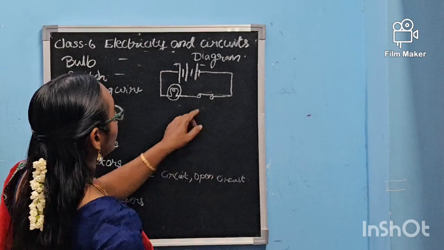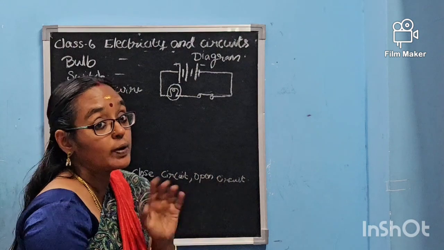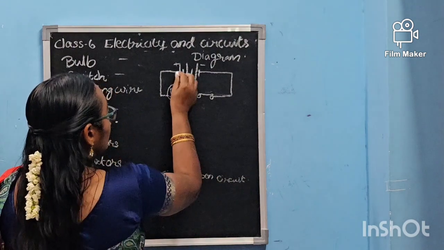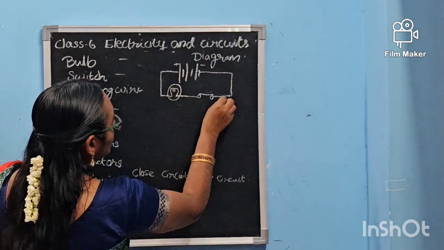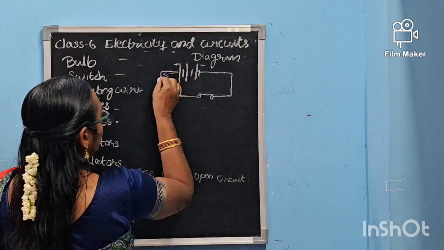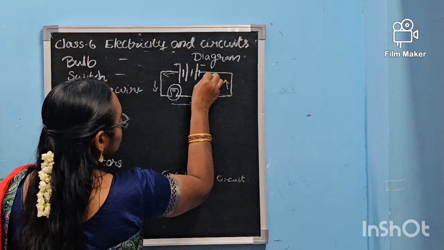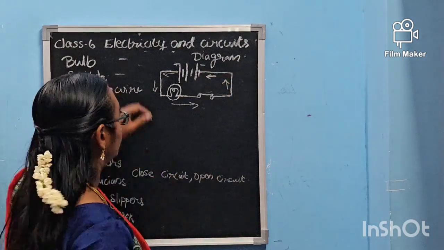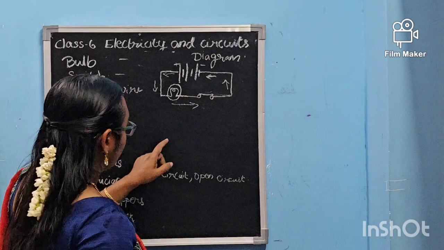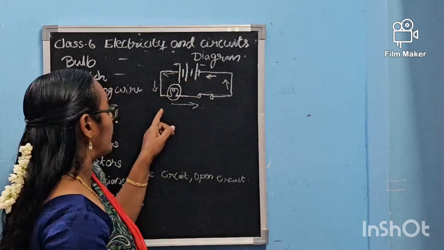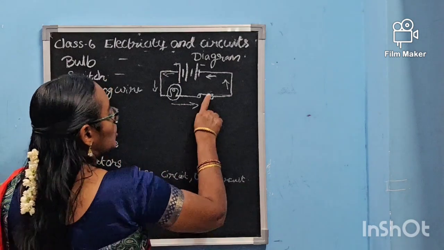But when the switch is on, what happens? When the switch is on, the current is passing through it. How, from where to where is the current passing, do you know? The current will be passing from the positive terminal towards the negative terminal. By this direction, the current will be flowing. The current will be flowing from the positive terminal of the battery to the negative terminal of the battery. When the current is flowing, what happens? The bulb is glowing.